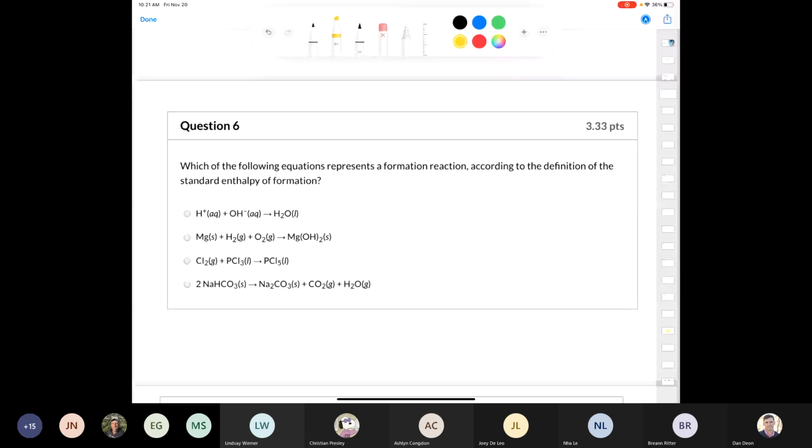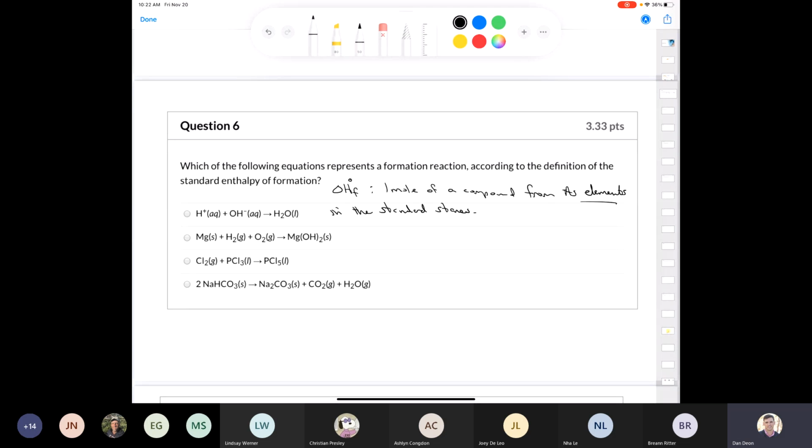Question number 6. Which of the following equations represents a formation reaction? Formation reaction according to the standard enthalpy of formation. This is standard enthalpy of formation, delta H naught of formation. Well, what do we know about the standard enthalpy of formation? It's when we form 1 mole of a compound from its elements in their standard states.